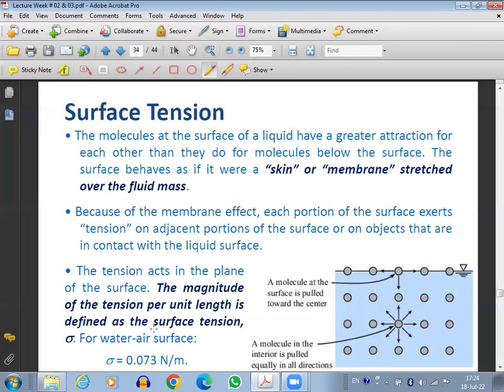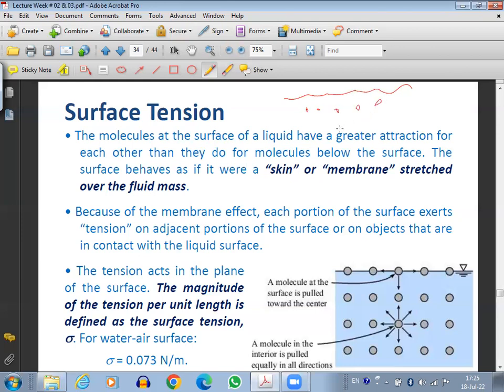Surface tension. The molecules at the surface of the liquid have a greater attraction for each other than they do for the molecules below the surface. The surface behaves as if it was a skin or membrane stretched over the fluid mass. Actually, this happens. Suppose you see here, we have a liquid, and there are molecules.